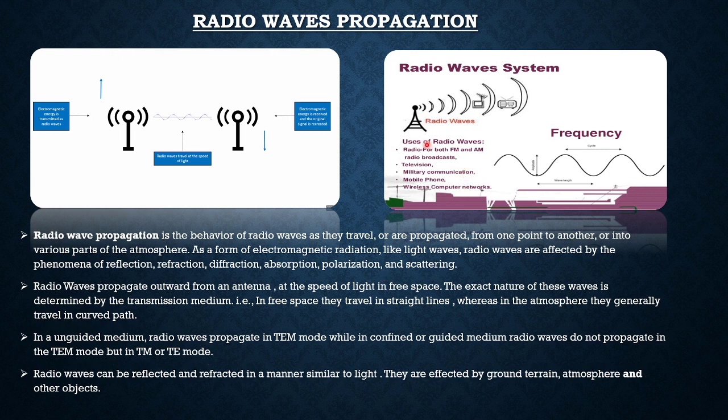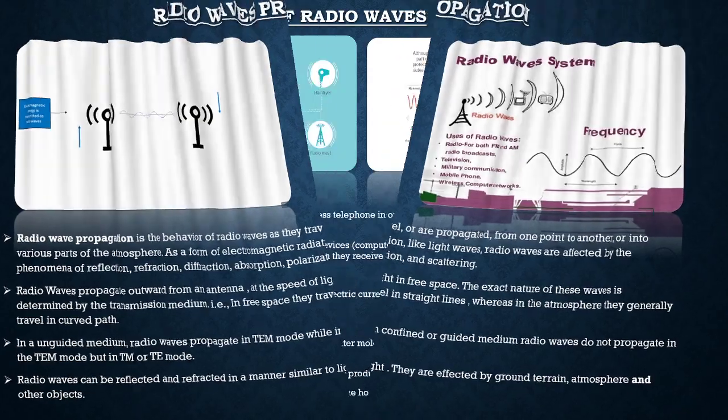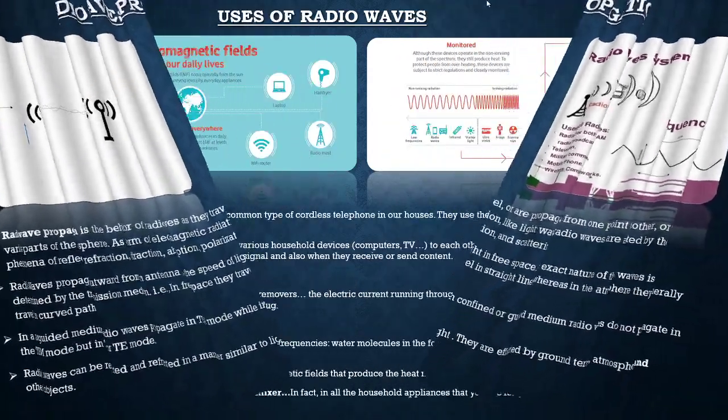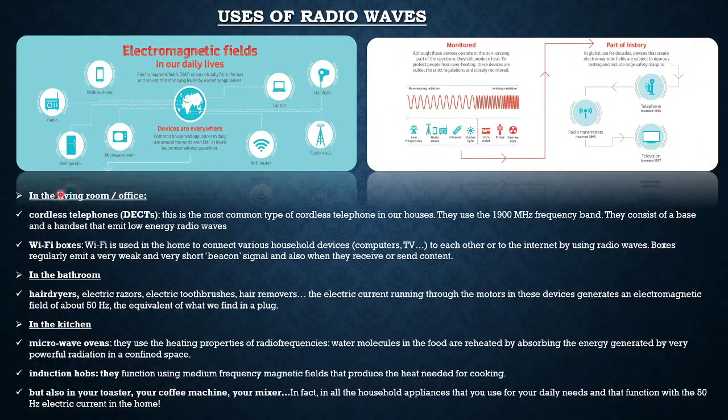These are the uses of radio waves in FM, television, military communication, mobile phones, wireless, etc. Some more uses of radio waves in the living room: cordless telephones, Wi-Fi boxes, hair dryers, in bathrooms, in kitchens, microwave ovens, induction hobs, and so on.